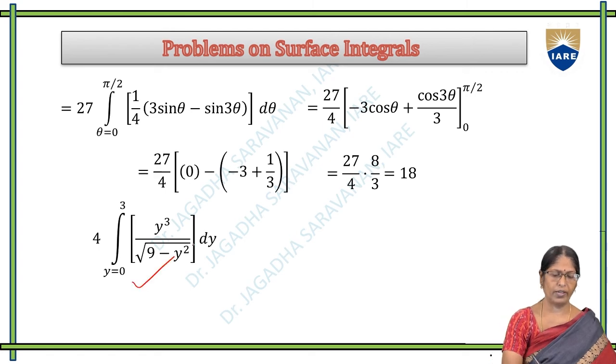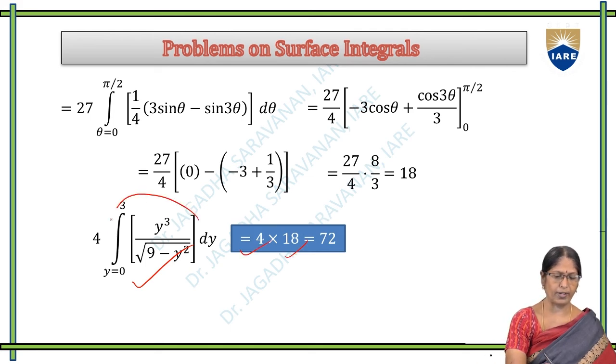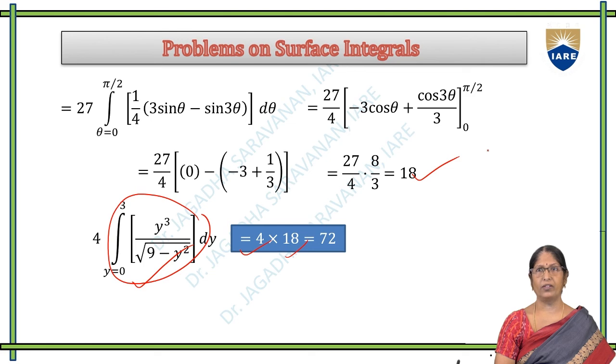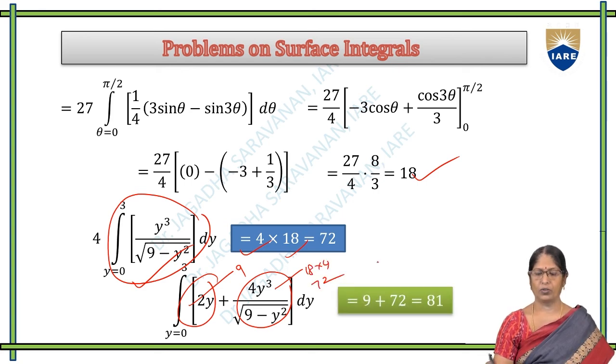So now the integral is 4 times the integral of y from 0 to 3, y cube divided by square root of 9 minus y square dy. So 4 into this part completely, we got the result 18, so 72. The integral up to here gave the result 9. For this we obtained 18 into 4, 72. So 9 plus 72 equals 81, which is the result of the second problem, that is evaluating the surface integral. The result is 81.